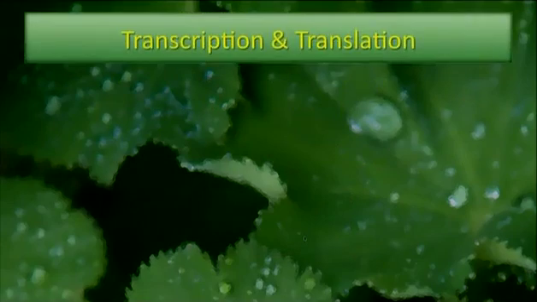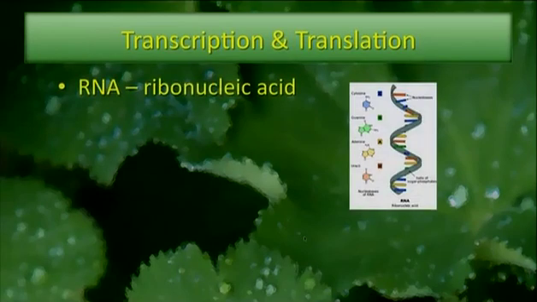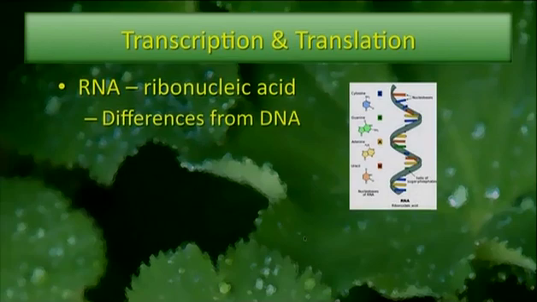Now, transcription and translation lead to protein synthesis. Remember the enzymes control everything that happens inside of the cell. There's another kind of nucleic acid that is involved in protein synthesis. It's known as RNA, or ribonucleic acid. Some differences from DNA that RNA has: RNA is usually a shorter or smaller molecule than DNA.